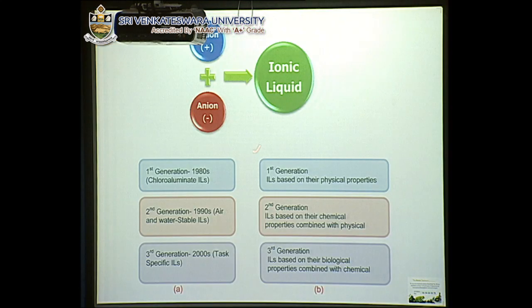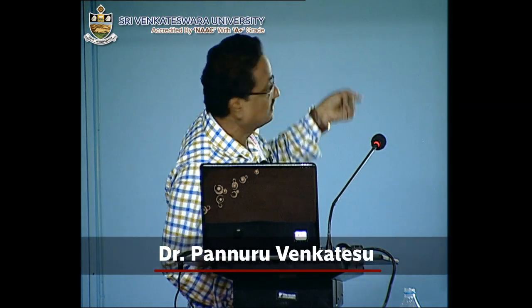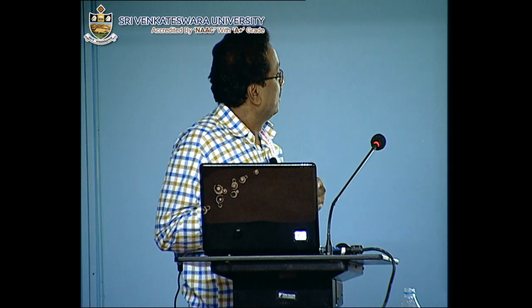So, what is an ionic liquid? An ionic liquid is a combination of ions, cation and anion. Then the question arises immediately: sodium chloride is also a combination of ions, cation and anion, so why are you calling this an ionic liquid? These ionic liquids are liquids at room temperature. Most of the ionic liquids are liquids at room temperature. Some are liquids below 100 degrees Celsius.